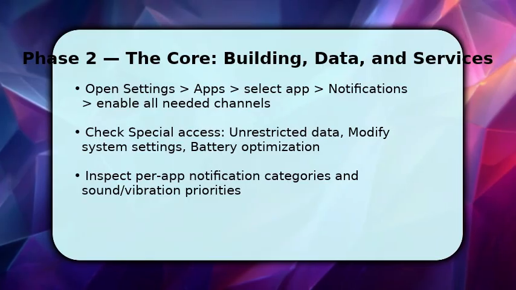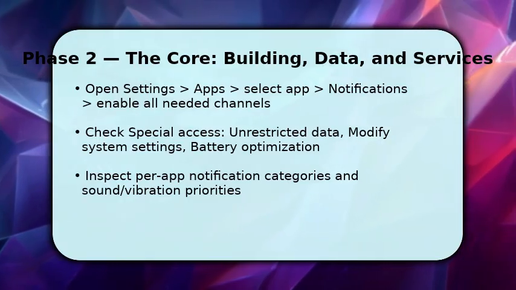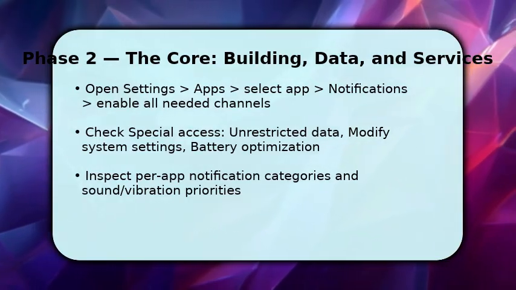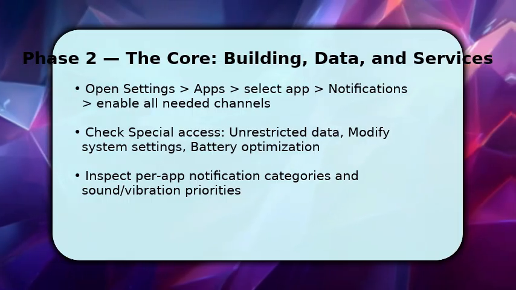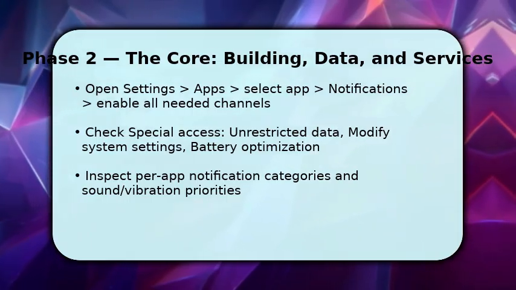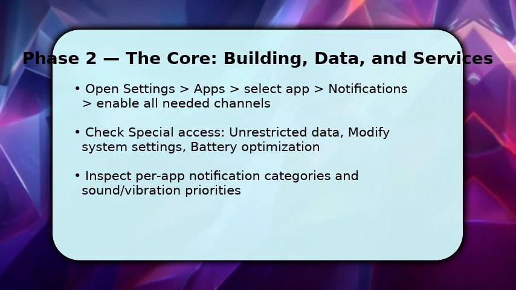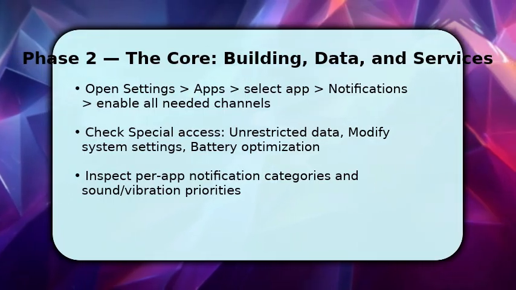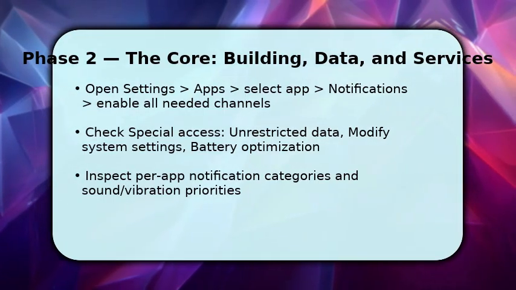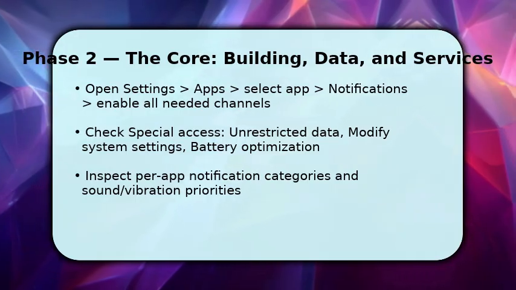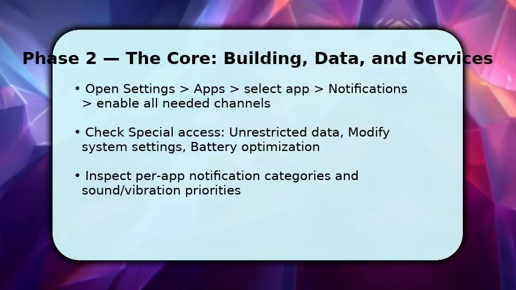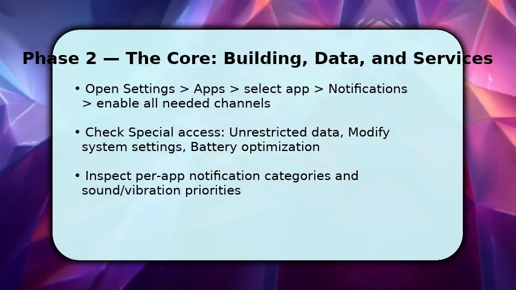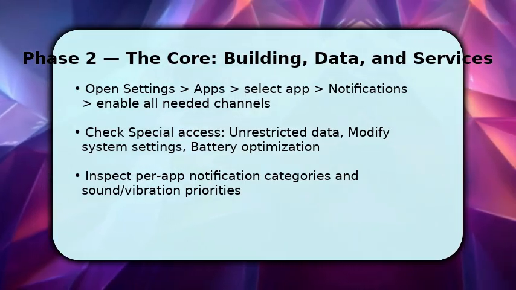Now you'll dig into per-app channels and special permissions so alerts behave predictably. Open Settings, choose Apps, pick the app, then Notifications, tap each category and enable sound, pop on screen, and priority where appropriate. This controls how Android presents alerts. Next, in Special Access, grant unrestricted data and disable battery optimization for the app if notifications drop.